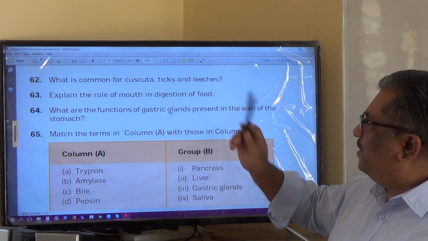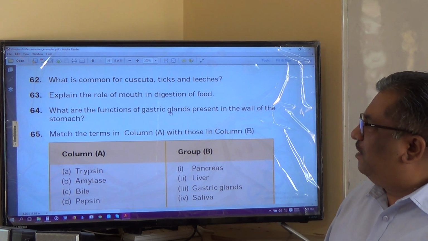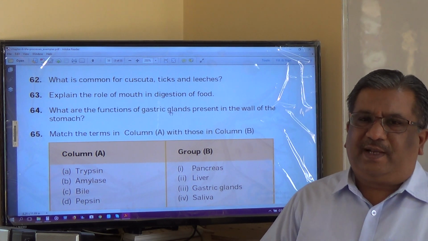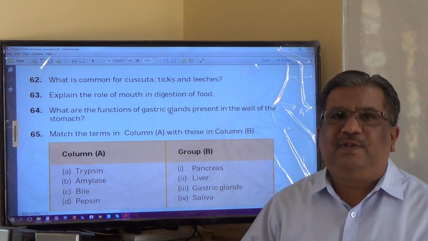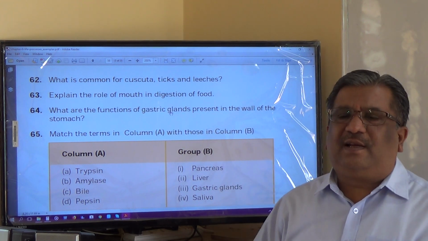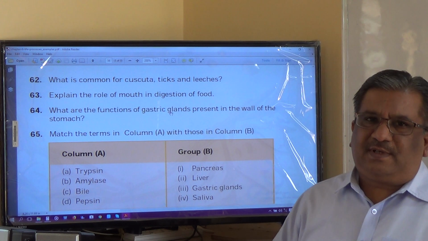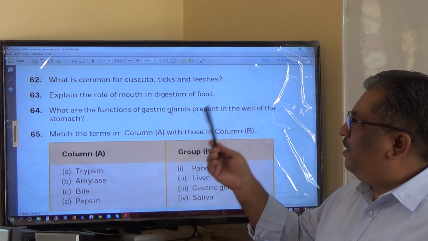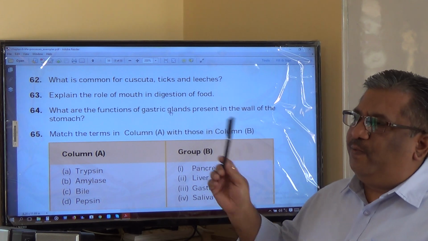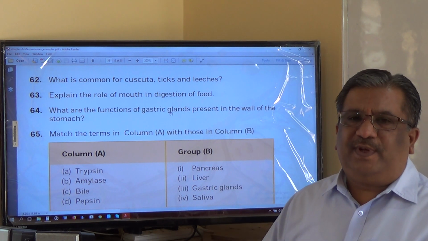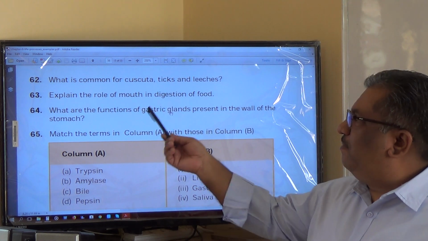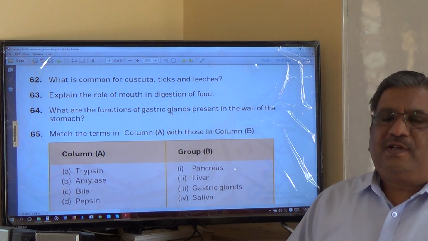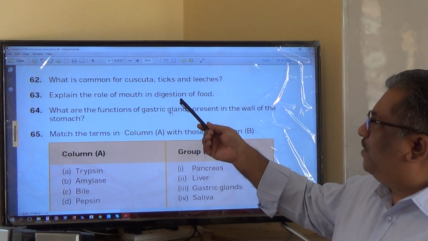Explain the role of mouth in digestion of the food. Mouth contains tongue and also teeth. Teeth would be able to grind the food particles into smaller particles, and the tongue enables wetting process, because without wetting food cannot be transported through the esophagus. So wetting is a necessary condition, and the tongue would be able to wet the food particles with saliva, and saliva contains salivary amylase enzyme, which converts starch into sugar. So these are the things which take place in the mouth.